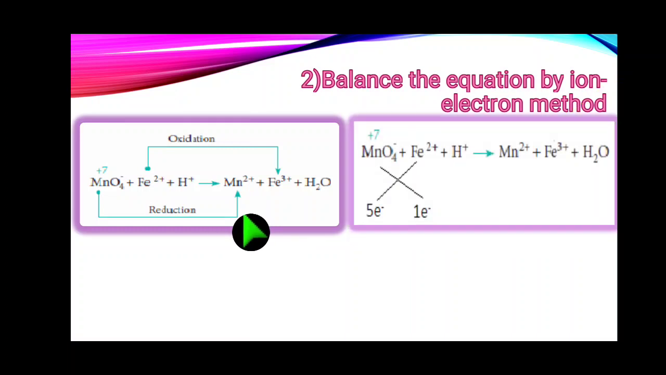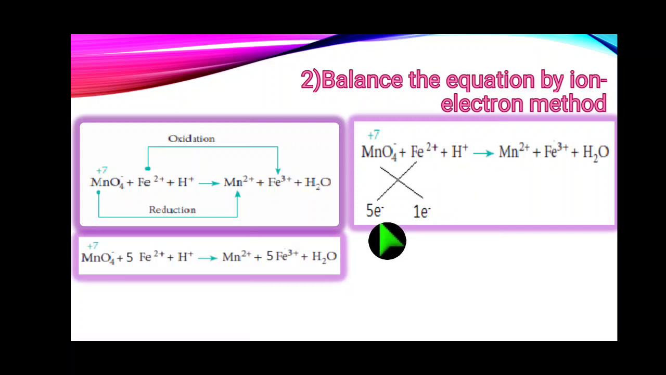Next step, cross multiplication for transferring electrons. Here manganese +7 to +2, so 5 electrons are transferred. So near MnO4 minus we should write 5 electrons. And near Fe +2, +2 to +3, 1 electron transfer. First you write it below that. Then cross multiplication: the 1 should multiply with the MnO4 minus, then 5 multiplies with the Fe +2. Now the multiplication is the third step.